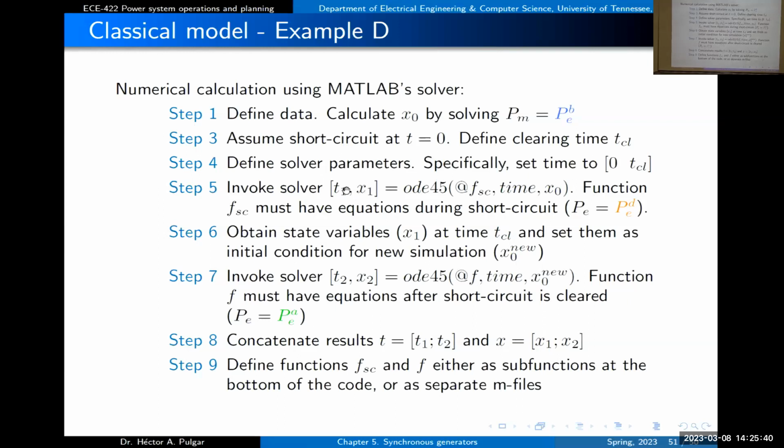When we get the solution, we will concatenate the result for time and the state variables, and you should not forget that the function needs to be defined as a sub-function at the bottom of the code or a separate M file. Why am I repeating this? Because we need to simulate at some point multiple generators. And things will be a little bit different, but this structure will be exactly the same.